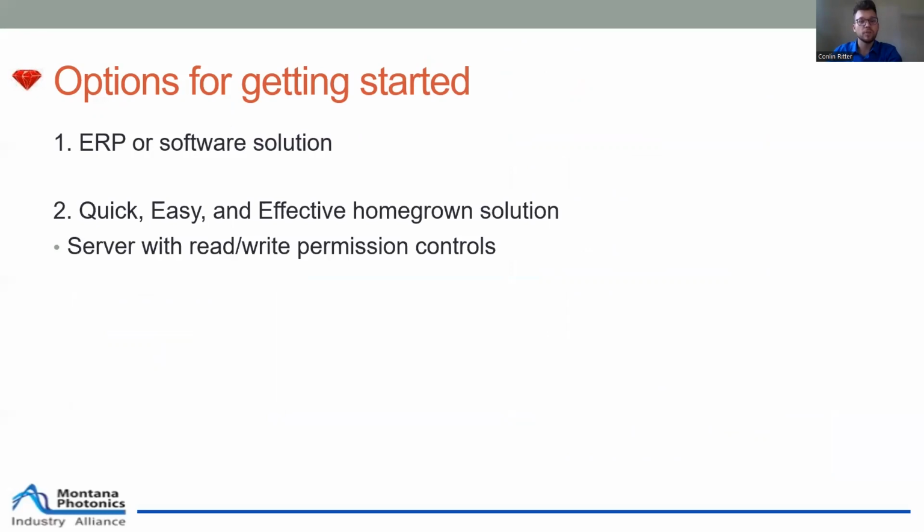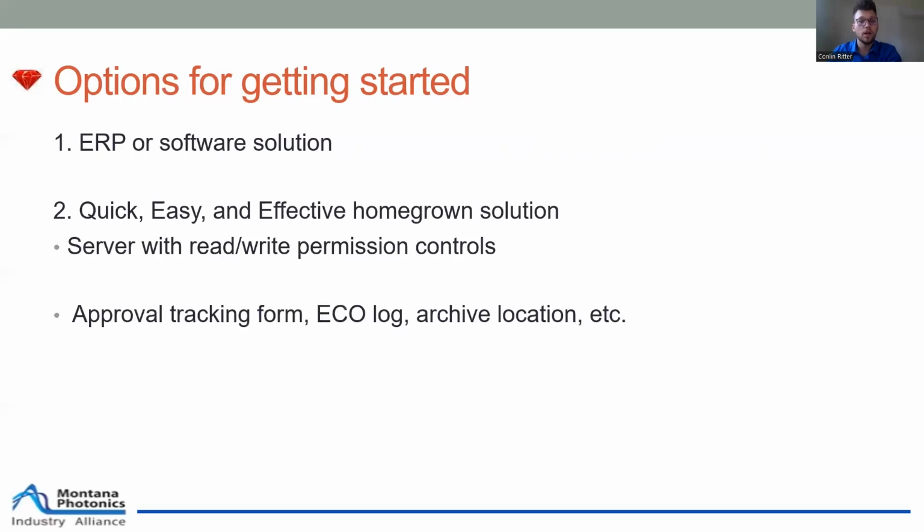All you need is something like a server with read-write permission controls. You can put whatever sort of file structure you want in there. An approval tracking form, an ECO log, an archive location. We've already shown you an example of an approval tracking form.